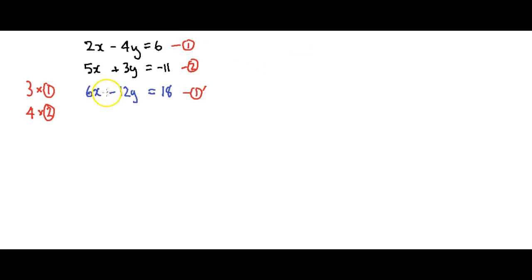And my next equation, I'm going to multiply by 4. 5x becomes 20x. 3y becomes positive 12y, which is what we wanted. Equal sign lined up. 4 times negative 11 is negative 44. And that's my new adjusted equation 2. Well, I don't have to cross these out now because I've got these clearly by themselves.